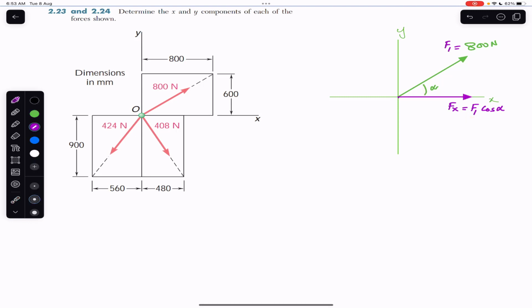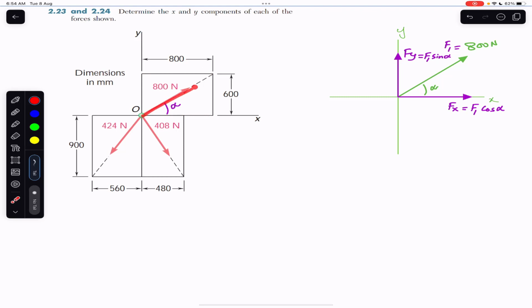Similarly, this one will be the vertical component, the f of y component of f1, and this one will be the sine component. So this is f1 sine of angle alpha. Now here let me represent that angle alpha here as well. Now we are given the lengths. We are given this length, this is 600 millimeter, and we are given this length, this is 800. So both lengths are equal.